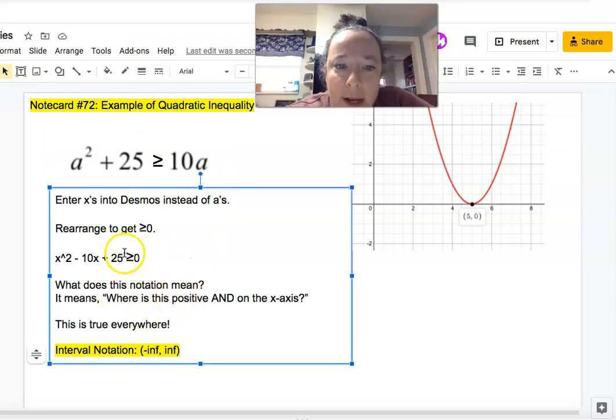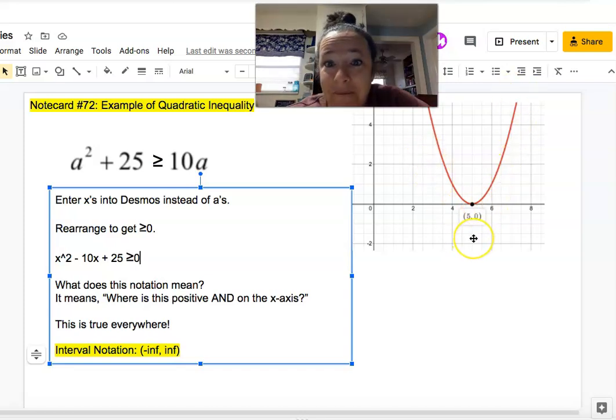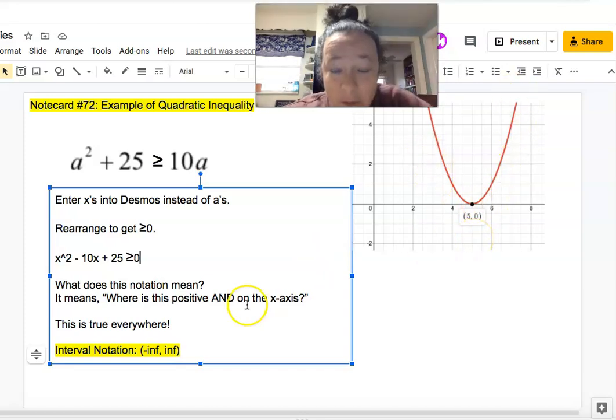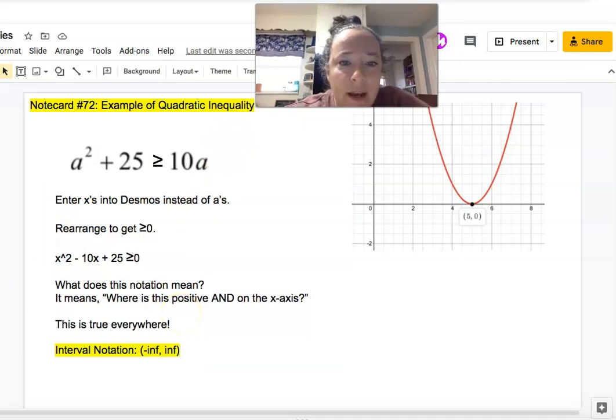So what does the greater than or equal to mean? Again, we did this at the end of Unit 2. Just want to make sure you understand that this means where is it positive and on the x-axis. So guys, that's everything. Everywhere. So it's -infinity to infinity. Now, again, we've already done this in Unit 2. This is just another unit, another way to look at it, okay? So make sure you pause me and finish up note card 72.